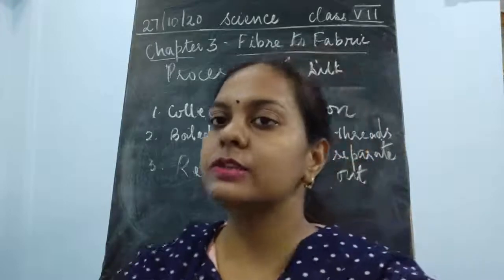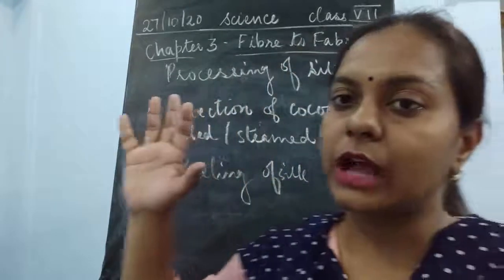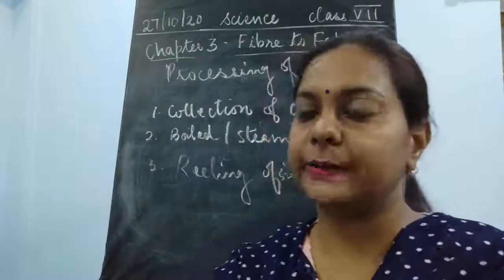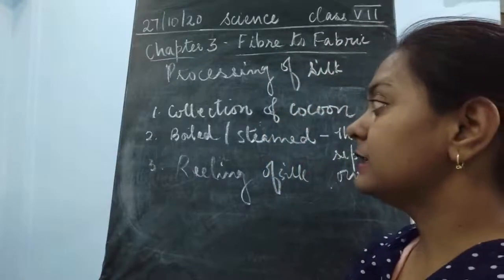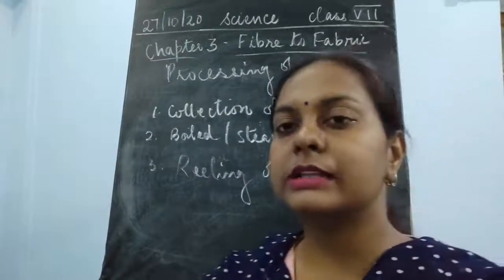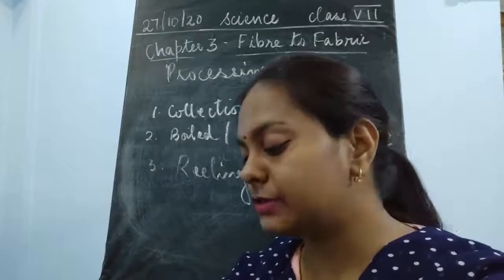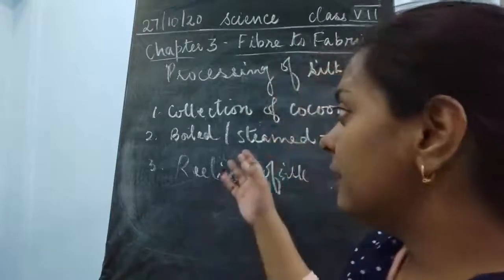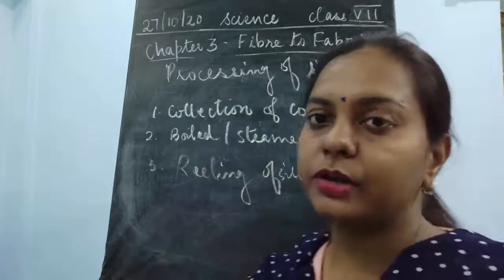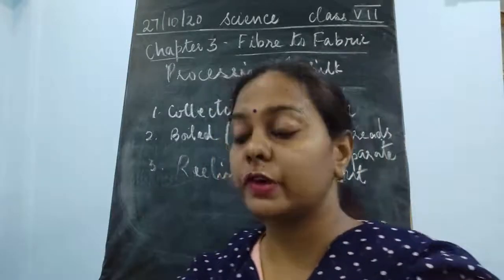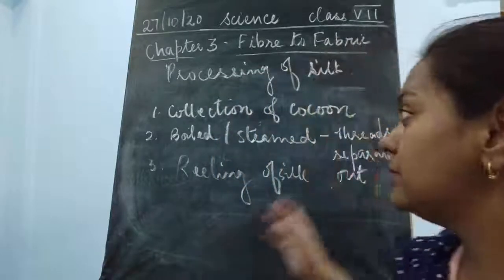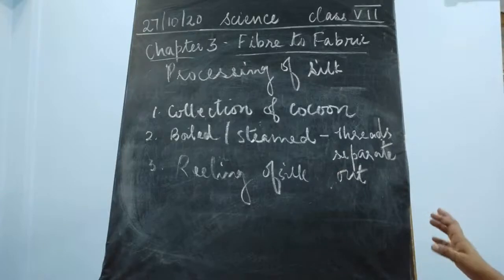Then these cocoons are being collected in large numbers, thousands of them are collected. Once they are collected, they are sun dried. Sun drying loosens their threads. Similarly, if they are not sun dried, they are put in hot water for some time. They are being steamed. If it is not directly boiled, it is being steamed inside the steamers.